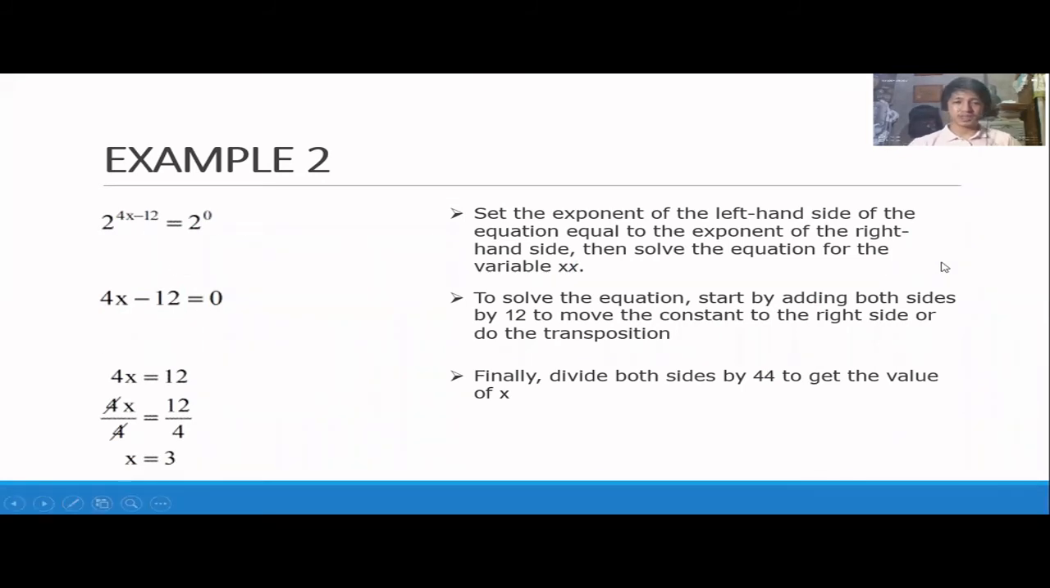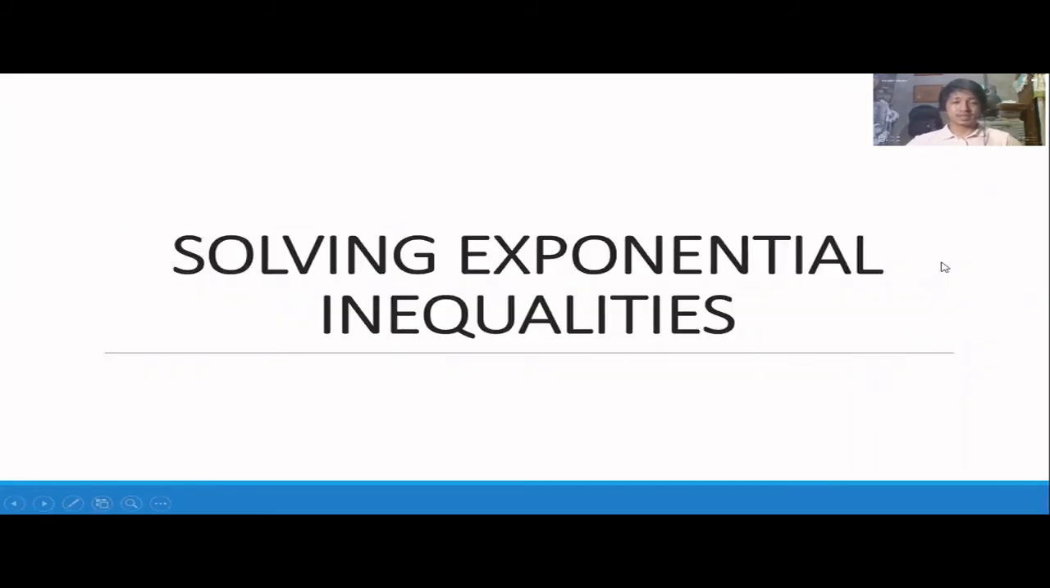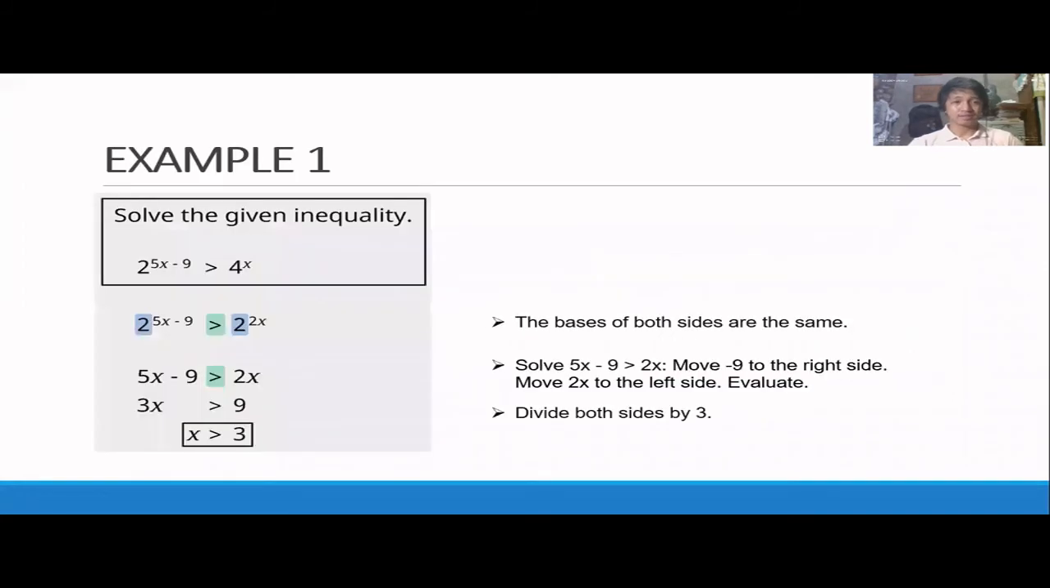So we proceed. Ayan, so solving exponential inequalities naman. Yung kanina, yung first two examples natin ay solving exponential equations. So for this part, we have exponential inequalities.